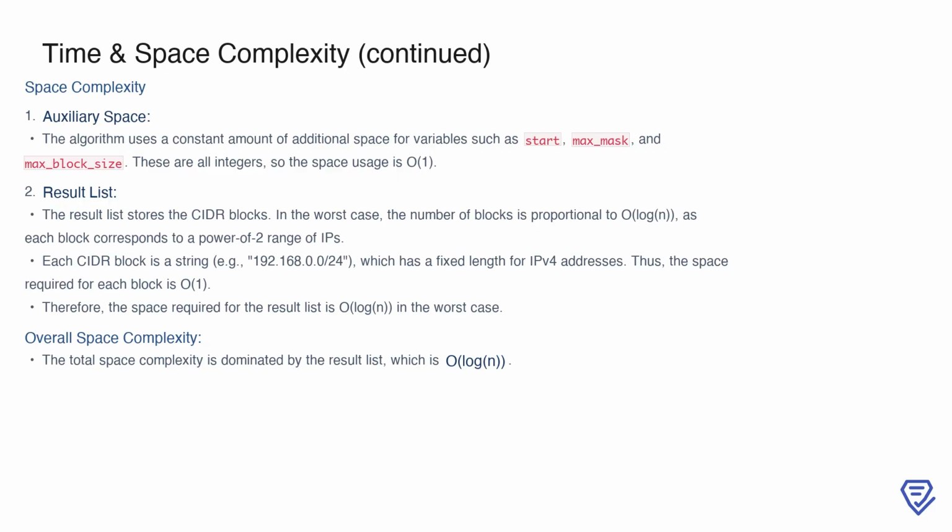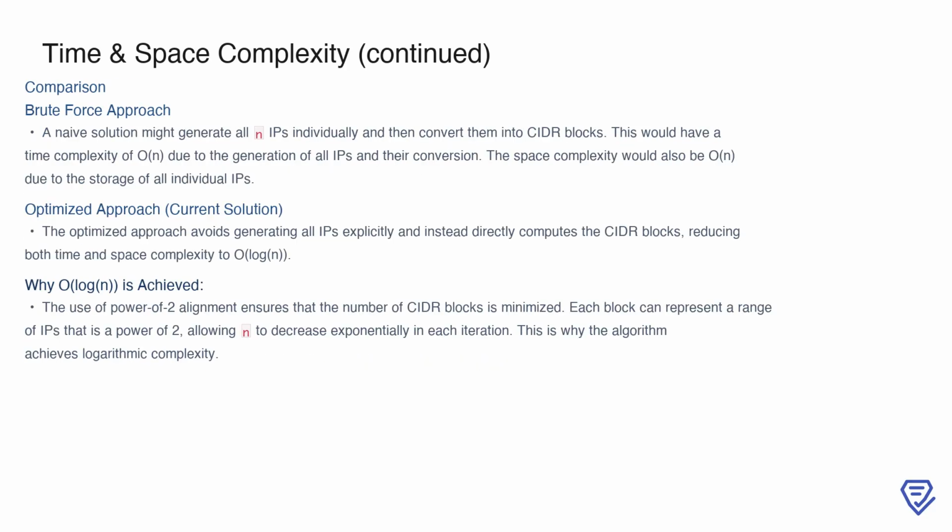To better understand the efficiency of the current solution, let's compare it to a brute force approach. A naive method might generate each of the n IPs individually and then convert them into CIDR blocks. This approach would result in a time complexity of O(n), as it involves processing each IP, and a space complexity of O(n) to store all the generated IPs. In contrast, the optimized algorithm avoids explicitly generating every IP and directly calculates the minimal set of CIDR blocks. This drastically reduces both time and space complexity to O(log n).